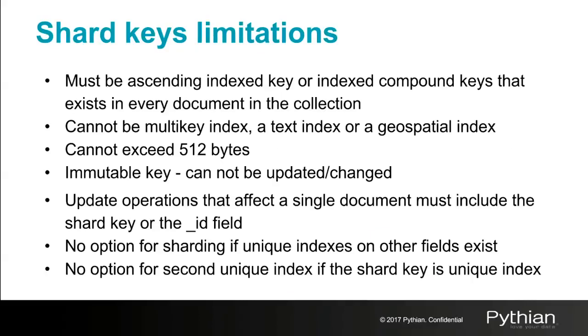Some of the shard key limitations are that it must be an ascending index key, or at least a compound key, that exists in every document in the collection. If we have a single document in the collection that does not have the shard key, then we cannot shard that collection by using that key. The shard key cannot be a multikey index, cannot be a text index, or a geospatial index. Also, it cannot exceed 512 bytes.